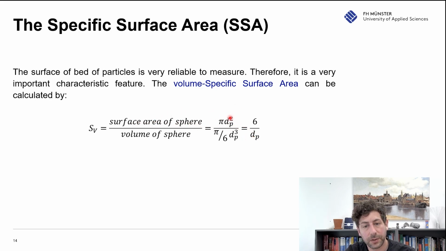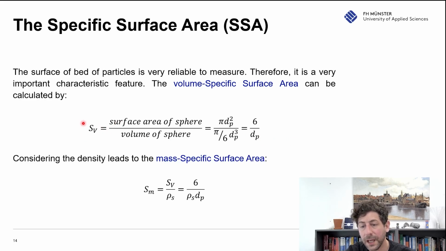So the surface area of a sphere is pi times d squared, divided by pi over 6 times d cubed. If you do a little bit of math, you end up with 6 divided by d. So large diameter, small specific surface area; small particle, small diameter, large specific surface area, okay? And we can do the same with the mass. Considering the density leads to the mass specific surface area, where we just divide by the density, and this adds a density term to this here.